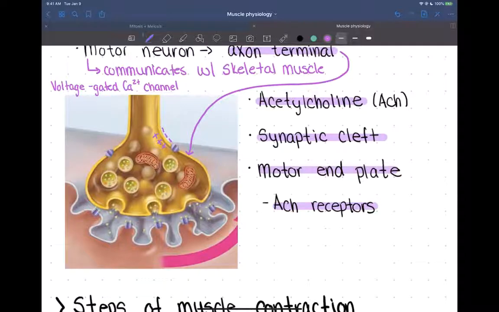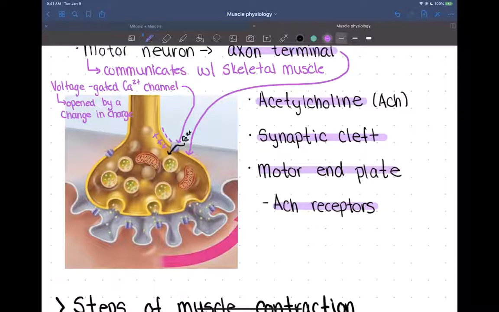What the voltage gated part means, and we're going to see it over and over, is that this is a channel through the membrane, just a tube through the membrane, and it's opened by a change in charge like an action potential. So voltage gated channels are opened by a change in charge. This in particular is a voltage gated calcium channel. Calcium is on the outside of this neuron, and the channel is going to open and allow that calcium to move in.